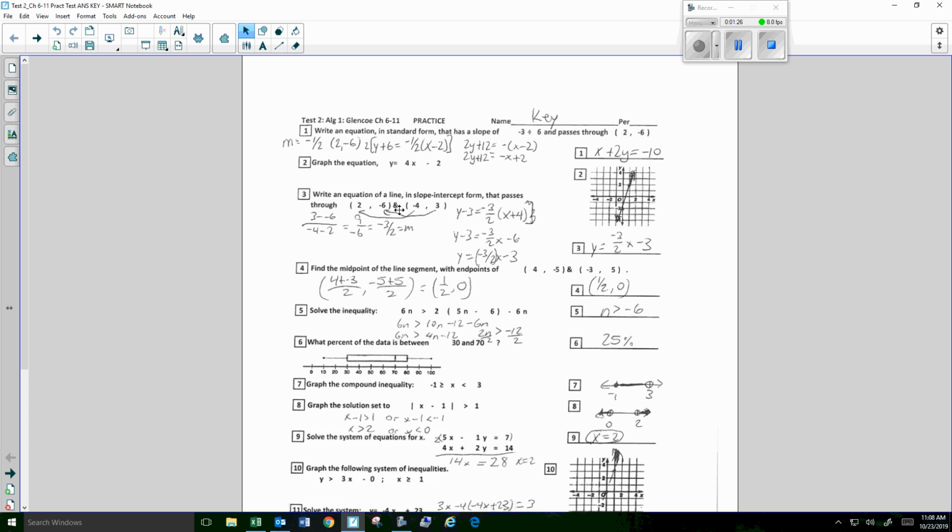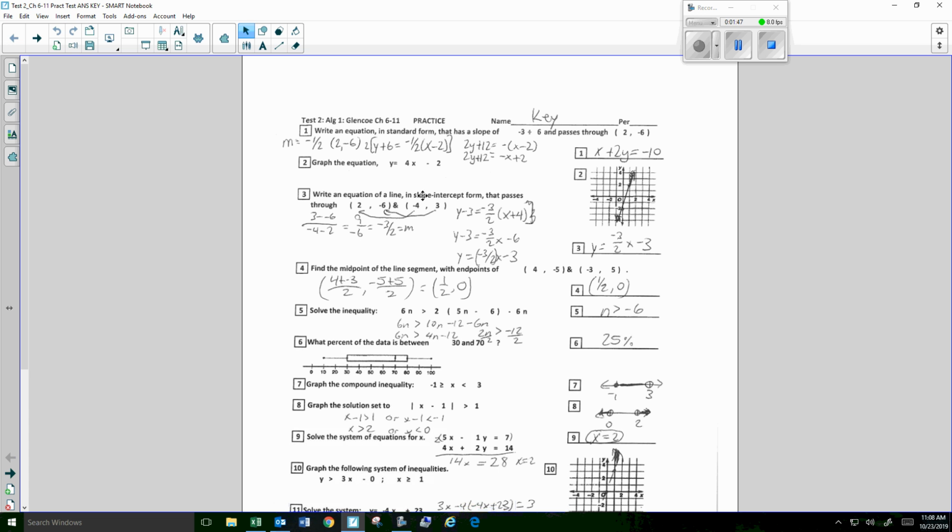Write an equation of a line in slope-intercept form that passes through two points. Well, remember, we need the point-slope formula, so we have a point, but we need a slope. So we have to find the slope first. Change in y over change in x. So I did 3 minus negative 6 over negative 4 minus 2. That gives you negative 9 over 6, which reduces to negative 3/2. So now I have a slope, and I can pick one of these two points.